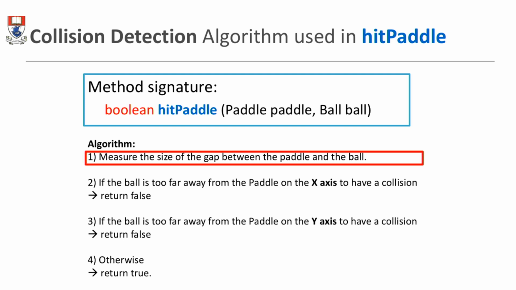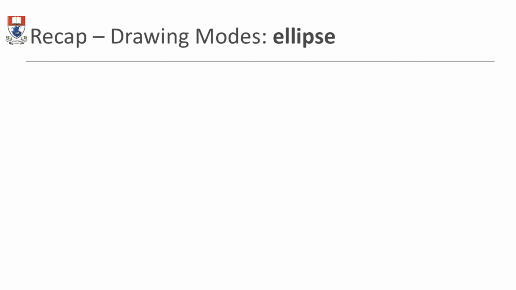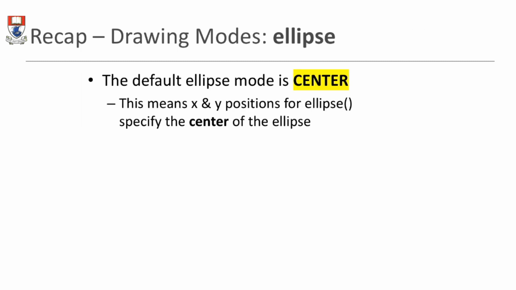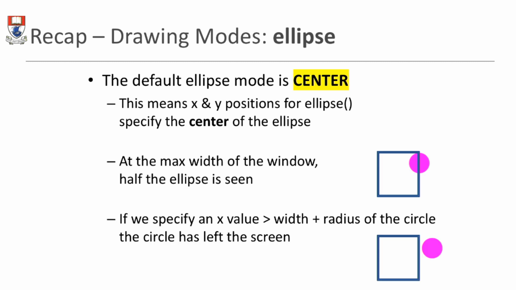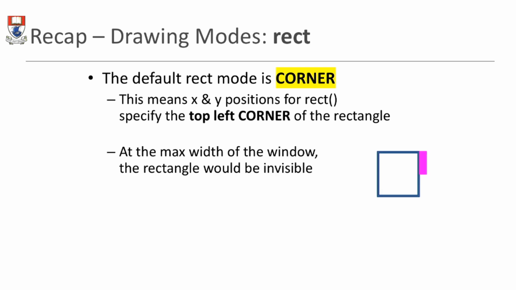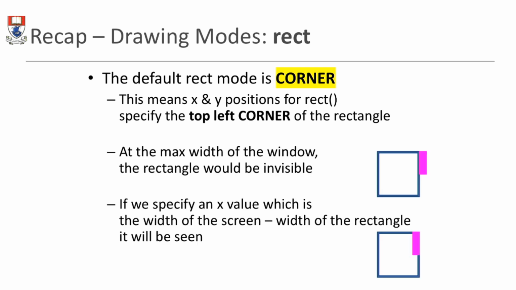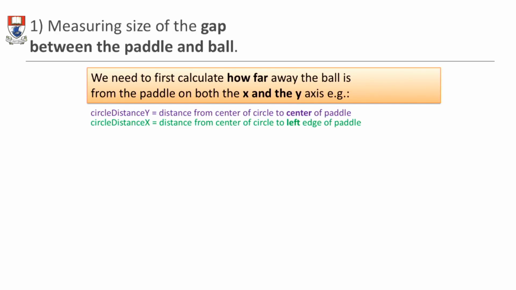So the first thing we're going to look at is measuring the gap between the paddle and the ball. We have a default ellipse mode of center. This means the X and Y positions for ellipse specify the center of the ellipse. We've already gone through that in detail today. We also learned about the rectangle being the corner method. We went through that just before the break.